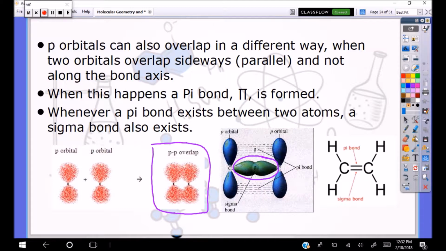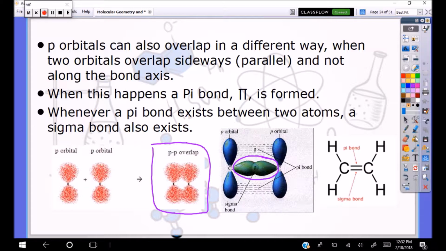Whenever there's a pi bond that exists between two atoms, a sigma bond also exists. So as I was saying before, that first bond that forms is your sigma bond. The second bond in a double bond, or the second and third bonds in a triple bond, would be referred to as your pi bonds.